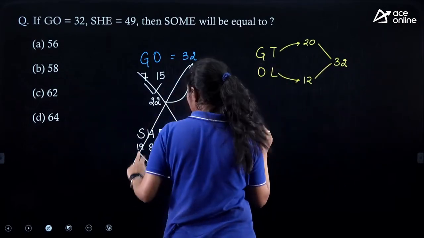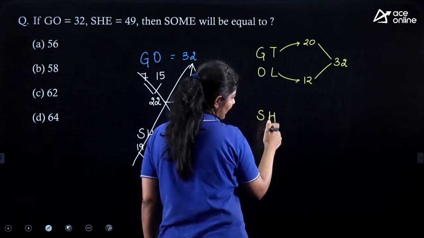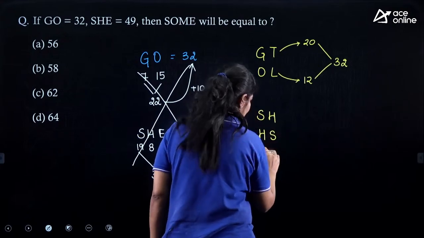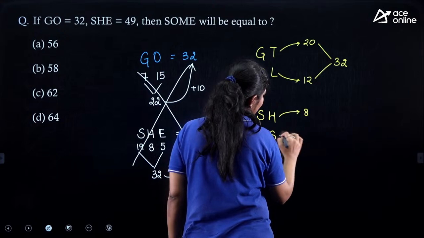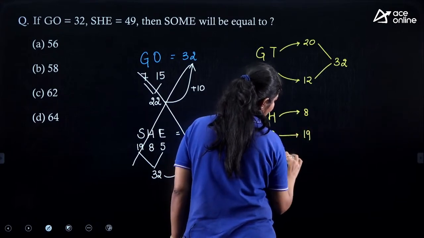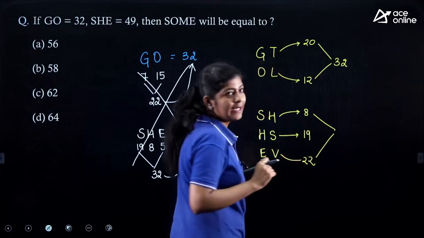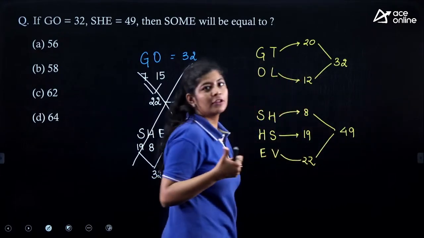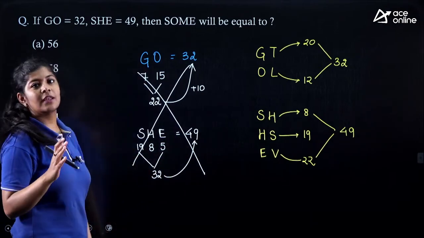The same logic we will check with she. The opposite pair of S is H, and the opposite pair of H is S. And here the opposite pair of E is V. So the associated numbers are 8, 19 and here 22. This will become 30, 30 plus 19, which is nothing but 49. We got the logic. Basically we are not using the actual associated numbers, we are using the numbers of the opposite pairs.